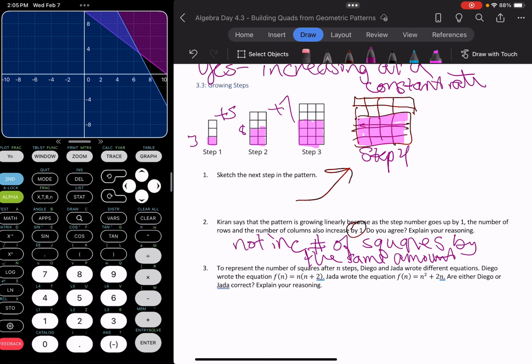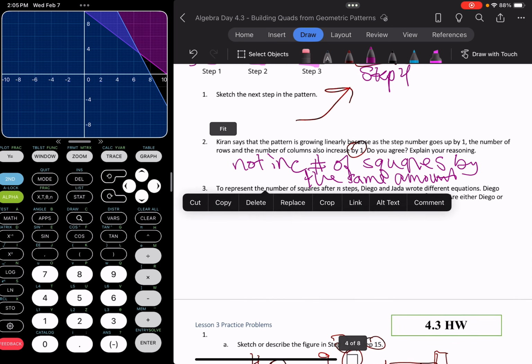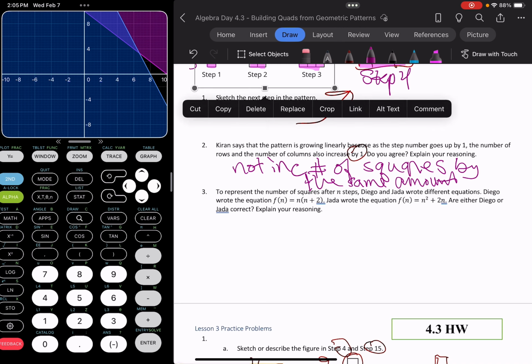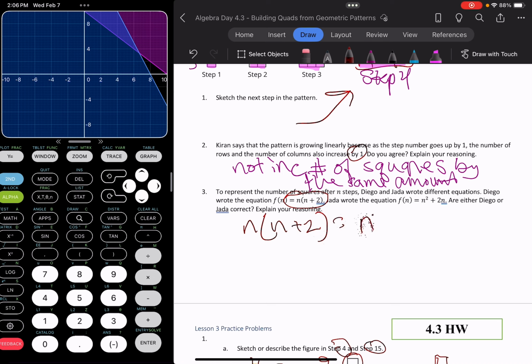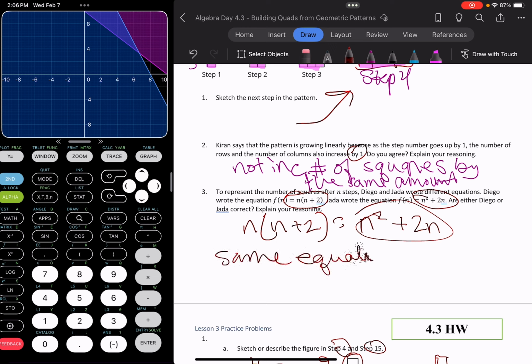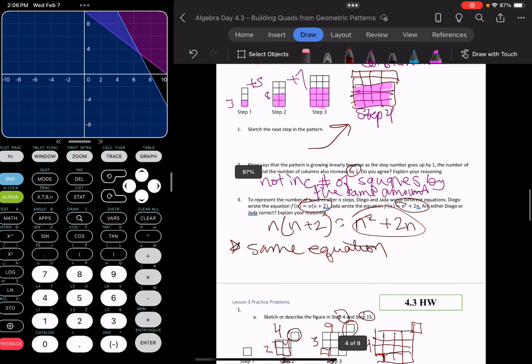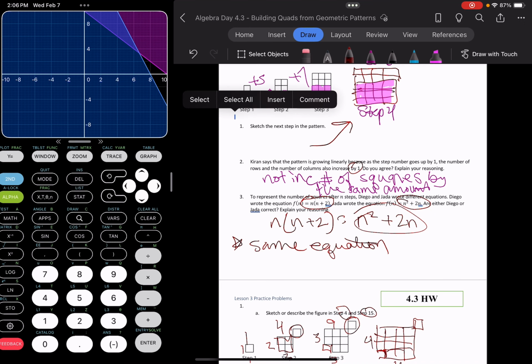Diego and Jada write 2 equations for this: n times (n plus 2) or n squared plus 2n. Are either Diego or Jada correct? Show your reasoning. So I do want to note here that n times (n plus 2) equals n squared plus 2n. So these are actually the same equation. They're just written a different way. They're equivalent. And then 2, does it represent the situation? If we plug in 1, we would get 1 plus 2 is 3, and we do have 3 squares in this first step. We would get 2 squared is 4, plus 4 is 8, we do.